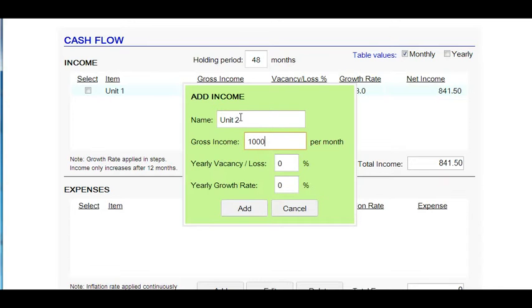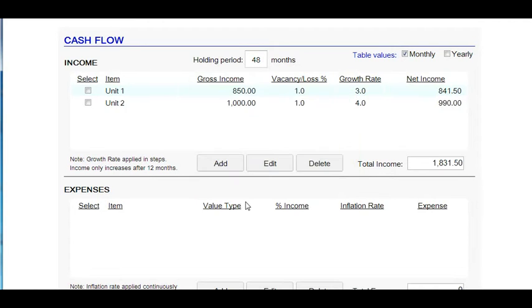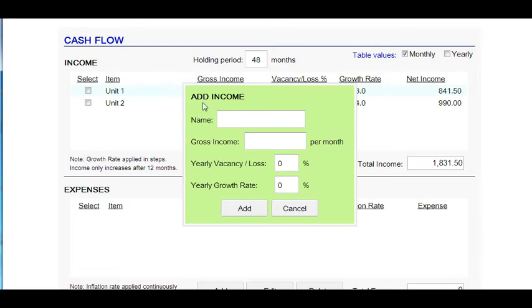And let's say unit 2. For whatever reason, this one is much more desirable and has a small vacancy loss, and for whatever reason has a higher growth rate. Each unit doesn't have to have the same vacancy or growth rate. You can have it individual for each one.